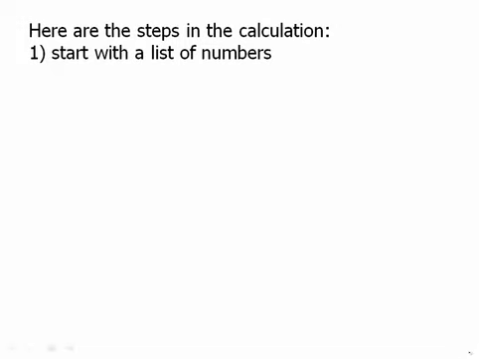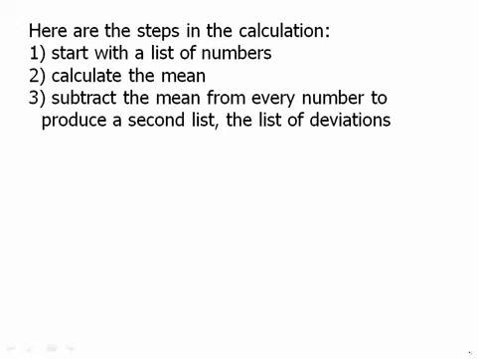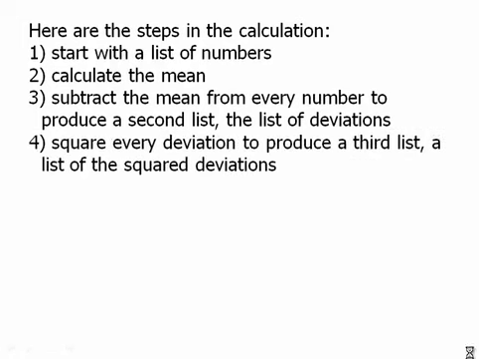Here are the steps in the calculation. So first of all, we start with a list of numbers. We have to find the mean. As we said, we subtract the mean, and this creates a second list, the list of deviations. Then we're going to take that list of deviations, some are positive, some are negative, we're going to square that list. So that will be a list of squared deviations, a third list.